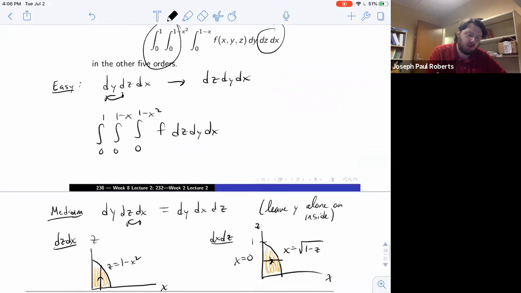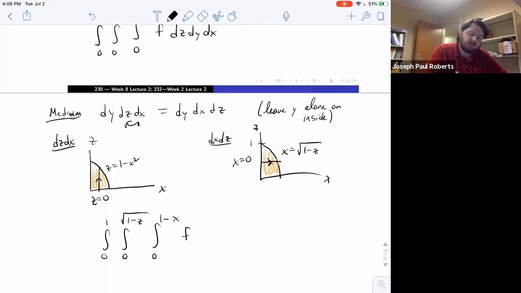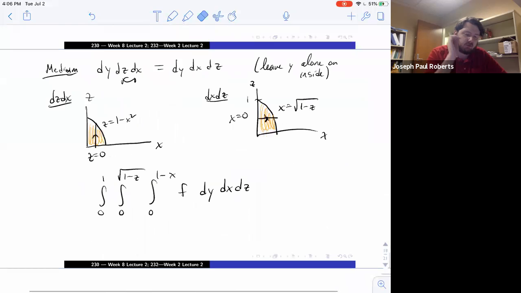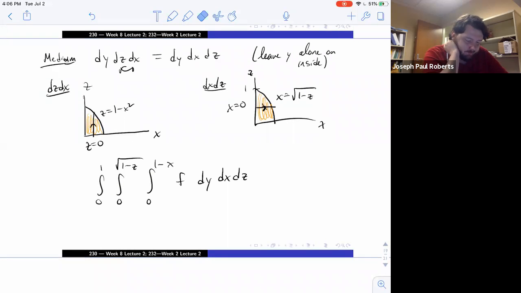Yeah, so I left y alone on the inside. I'm just messing around with dz dx going to dx dz. And as you could see, I didn't do anything with the y. I just did this like we did double integrals all the way back to last week.